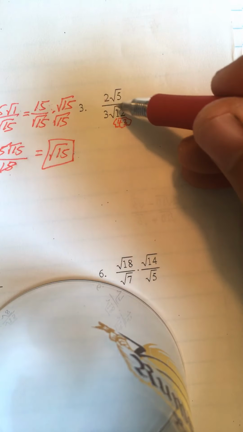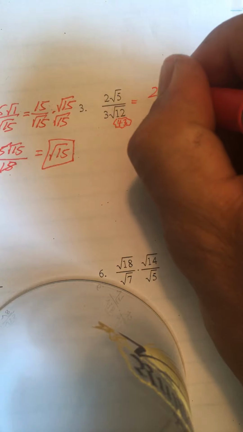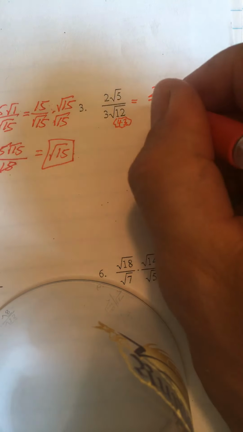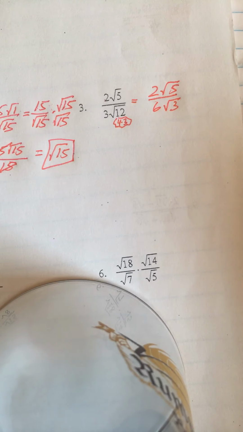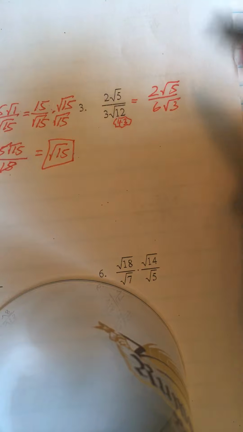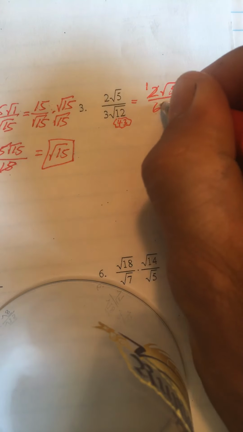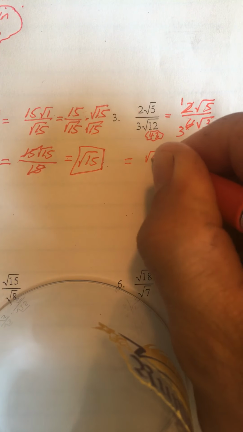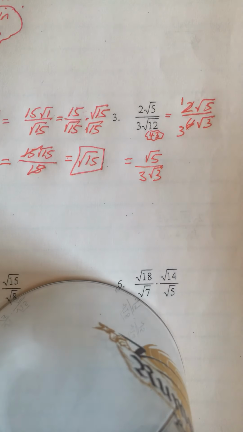Okay, so I'm going to pull out a 2 because the square root of 4 is 2. And I'm going to rewrite this, keeping the top 2 root 5. This is going to become 6 root 3. Okay, maybe you realize it as well. The 2 and the 6, the 2 can reduce to 1. This can reduce to 3. So right now I have a root 5 up top, 3 root 3 on the bottom.